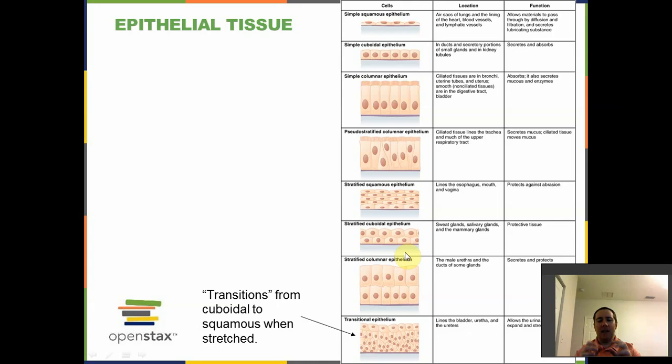But imagine taking those cells and stretching them to make the bladder bigger. At that point, they're actually going to look like a stratified squamous epithelium. But because they bounce back and forth, we don't label them one or the other. We make them their own thing, the transitional epithelium. So the question was, can pseudostratified only be columnar? And the answer is yes. You won't see a pseudostratified squamous or cuboidal.